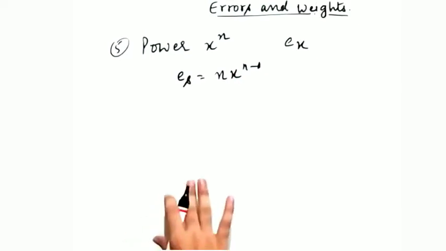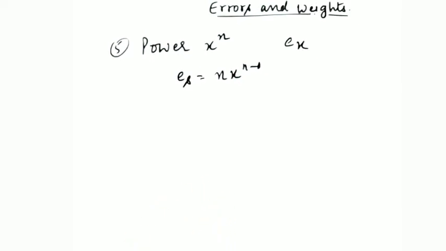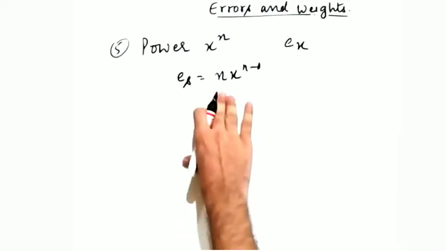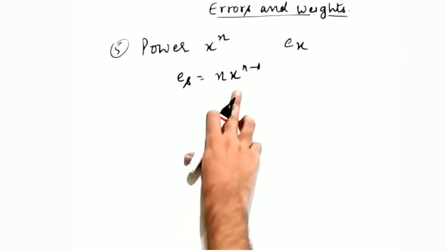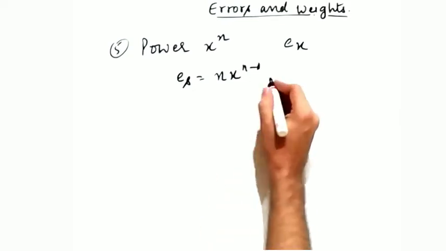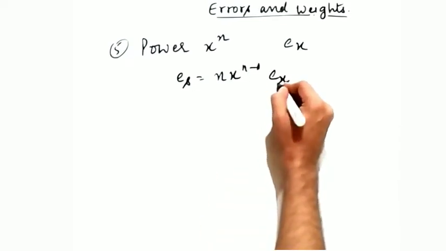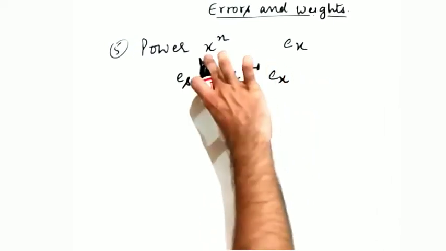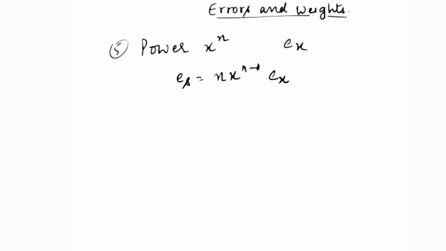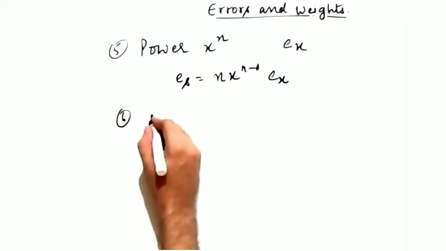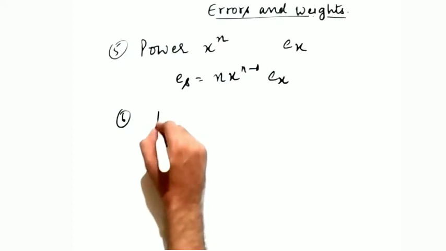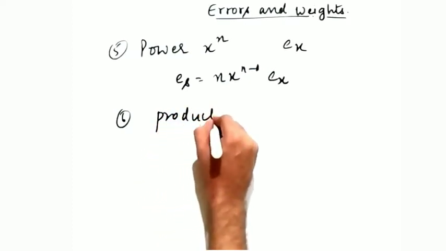Similarly, if any other function comes, a logarithmic function comes, then you just have to differentiate it. It will be 1 by x. Similarly, you differentiated it: n times x to the power n minus 1, and you have to multiply it with EX. This is the error associated with x. This is the case of power. Similarly, now there is a special case, product of a constant.